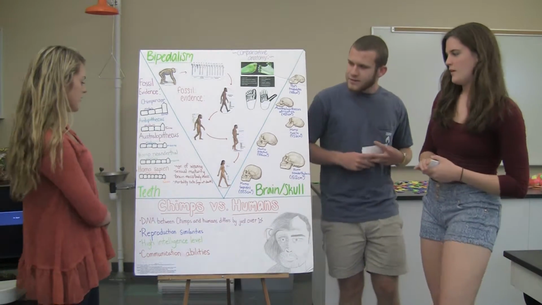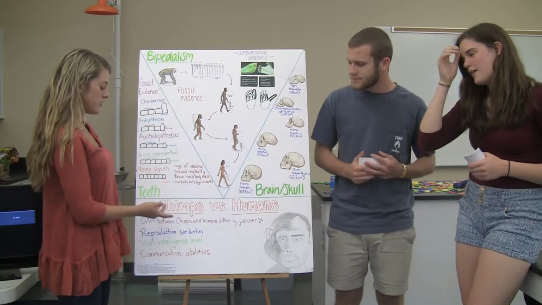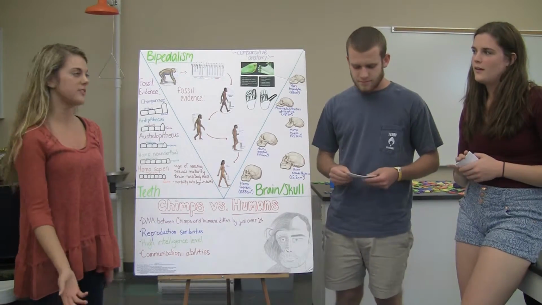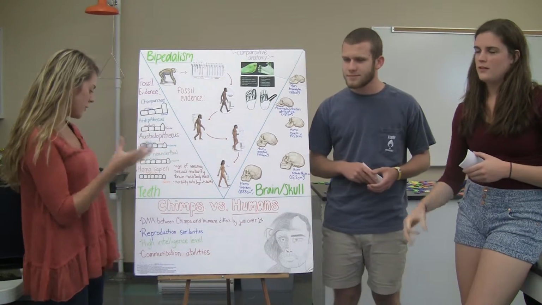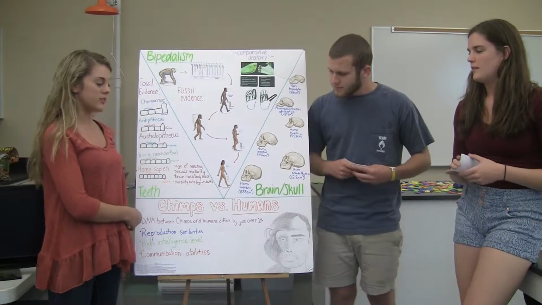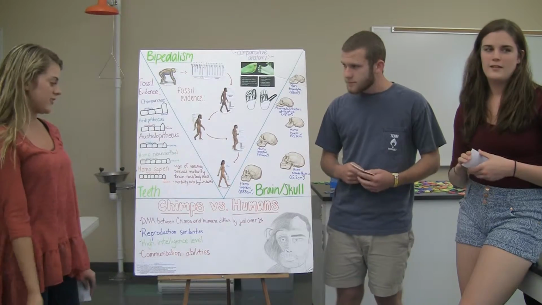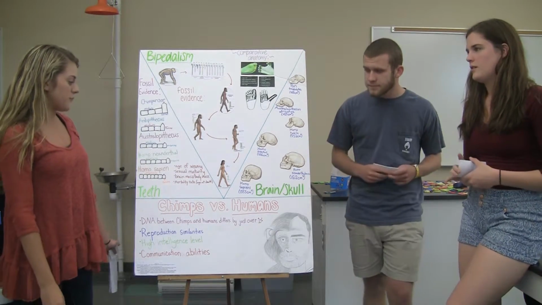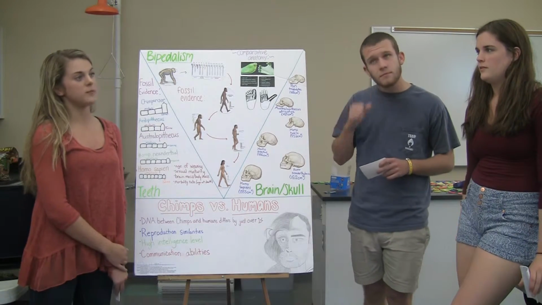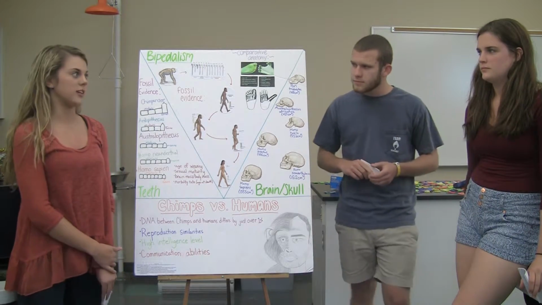And then we have some fun facts, chimps versus humans, because we have so many similarities between humans and chimps, and we've diverged and had a common ancestor so long ago. DNA between chimps and humans differs by just over 1%. And then they have reproduction similarities as well. The gestation period for chimps is 8 months, just like it would be for a human.